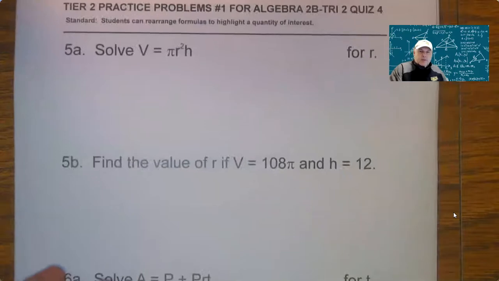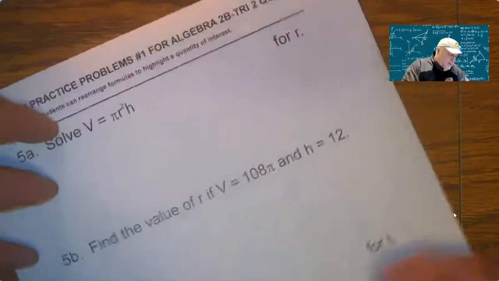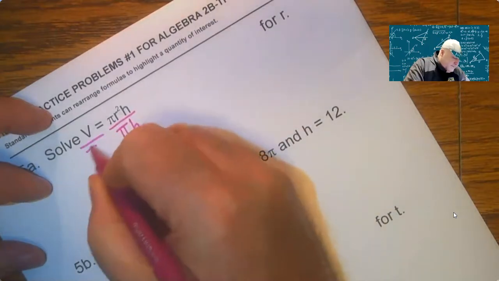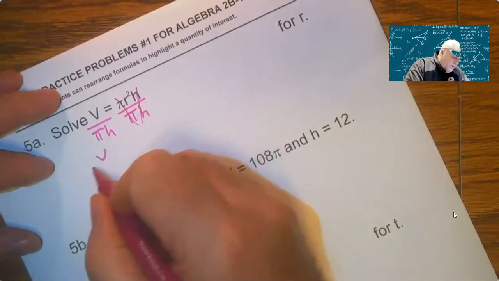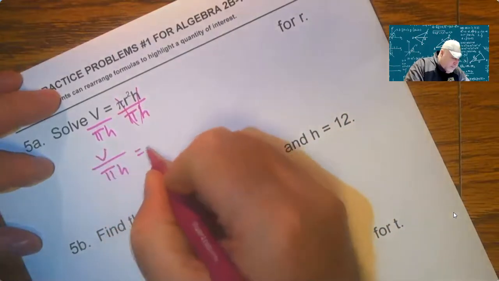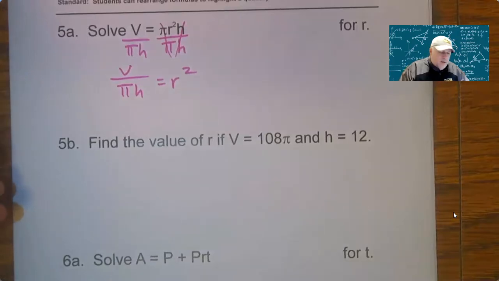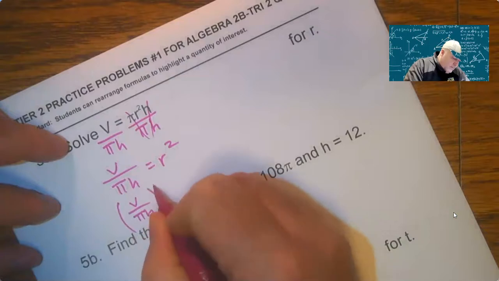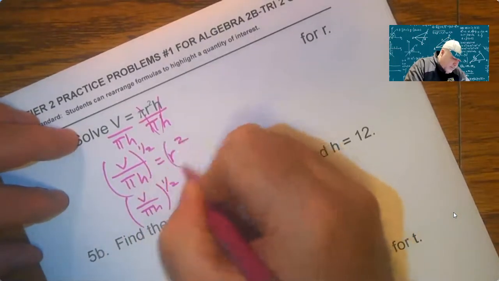All right. So solve V equals pi r squared h for r. Okay, so notice that r is squared. So we want to get the r squared alone on step 1. But now that's not done. We need to raise each side to the 1/2 power to complete this. So each side gets raised to the 1/2 power.